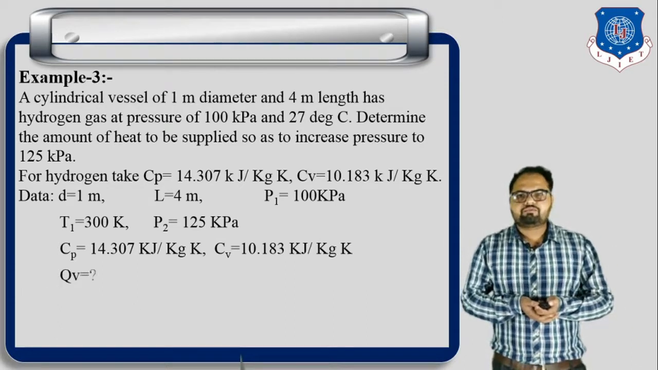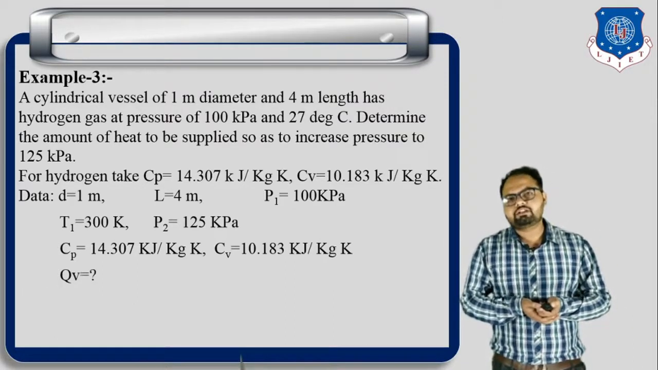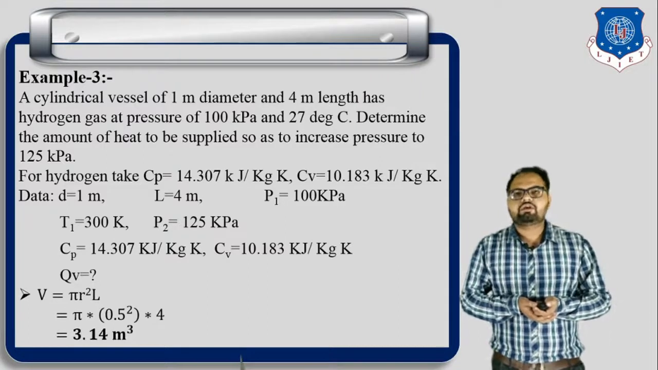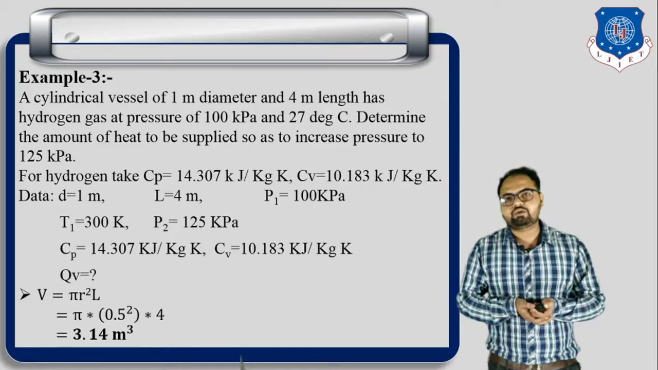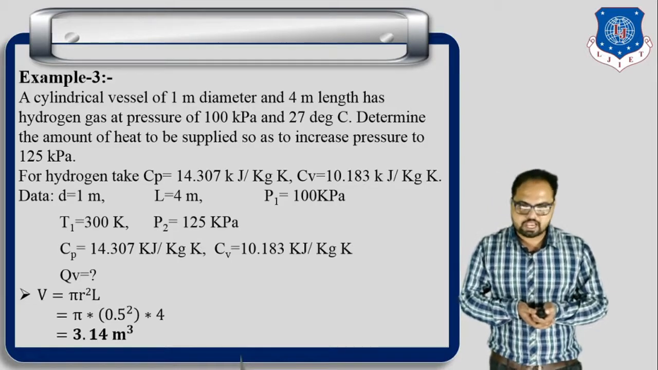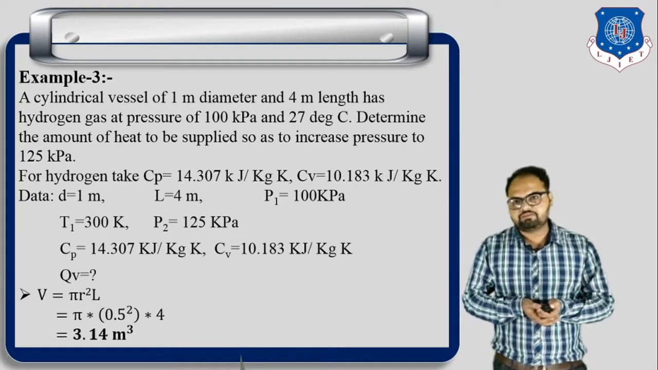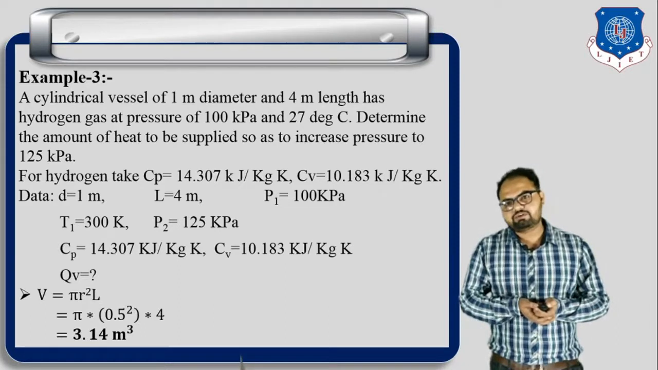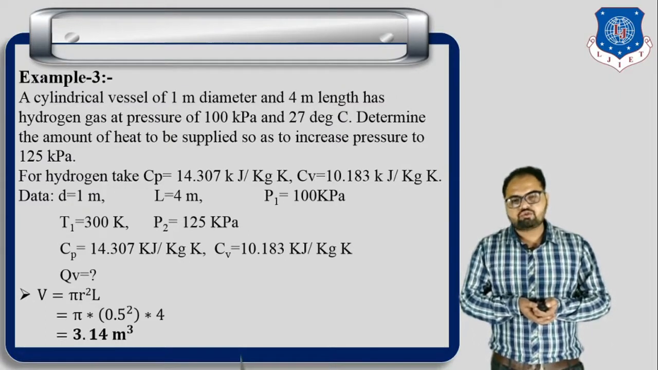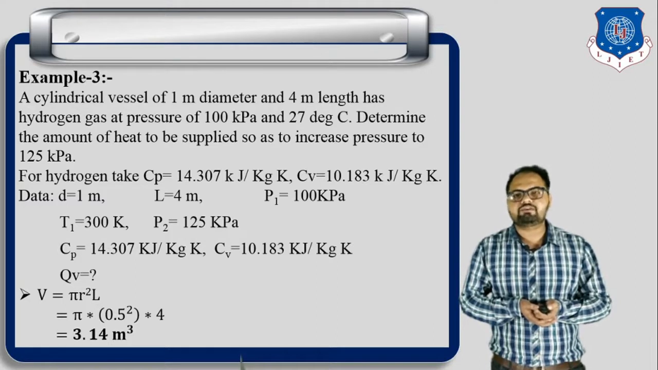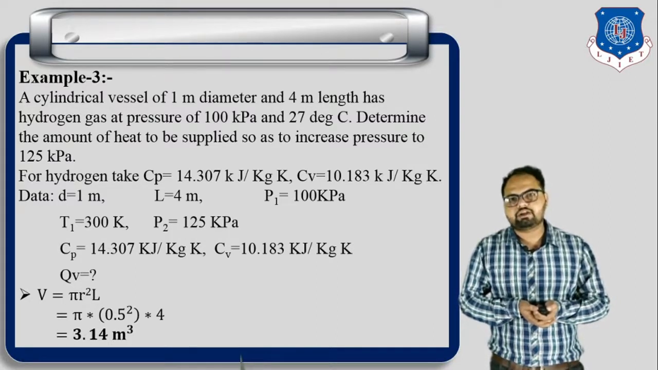So for finding heat supplied during this process, first of all we need to find out the mass, because the heat supplied during a constant volume process is m Cv (T2 minus T1). We have the value of T1 but we don't have T2, so we need to find out T2 and mass m. For finding the mass we have the standard equation P1 V1 is equal to m R T1, but we don't have volume.